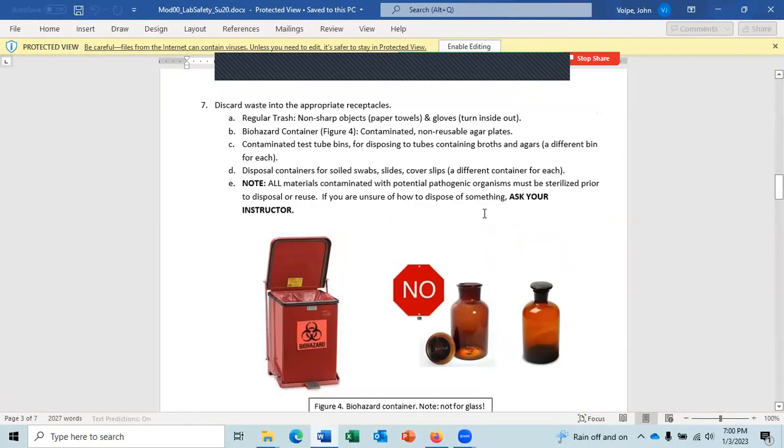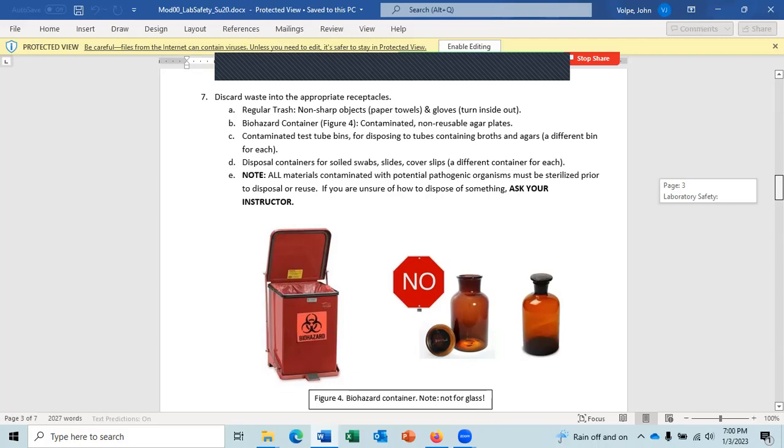Cover slips and slides go in the slide container. The swabs go in the swab container, and these will be a container that have bleach or disinfectant in them. The slides, you don't need to know this, but they'd be washed and then reused. The cover slips will be taken out of the disinfectant, thrown away, and the swabs will be taken out of the disinfectant and then thrown away.